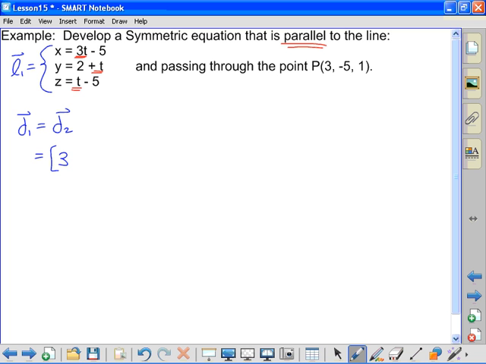So anyway, for those that don't have me as a teacher, actually, I'm being sarcastic, extremely facetious. But anyway, so there you go. So there's the direction vector. They want a symmetric equation.